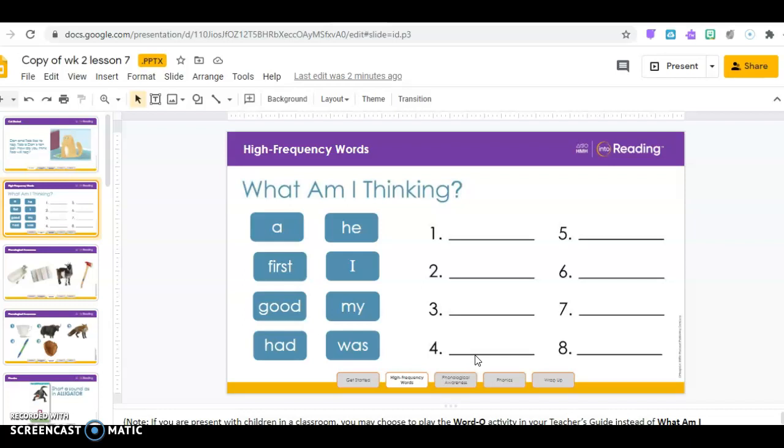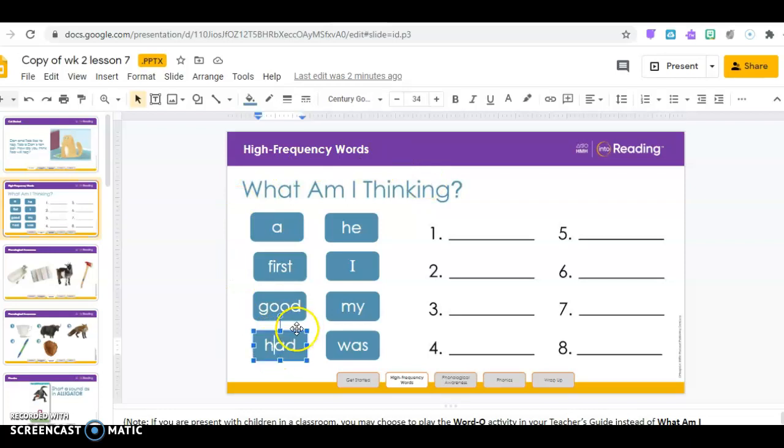First, we're going to play a game called What Am I Thinking? I will give you clues about one of the words and you will guess the word. Ready? I'm thinking of a word that has 3 letters. One of the letters is A. This word rhymes with bad. What word am I thinking of? Had, that's correct.